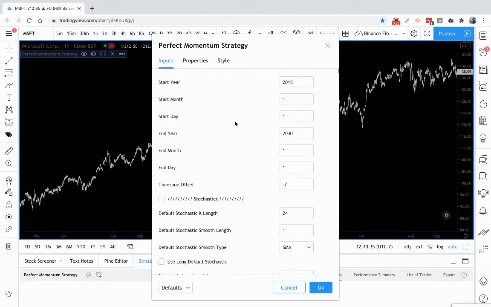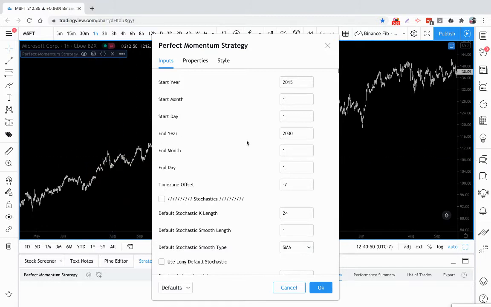Now, starting with the back testing dates, you can literally punch in any dates here as far as your Tradingview chart goes back, and you can look for trades within that time frame to see how your strategy would test on those conditions.